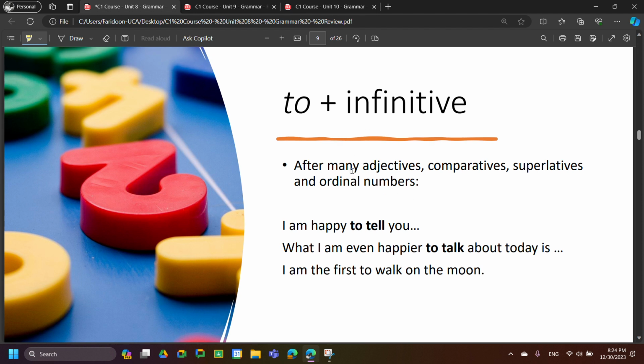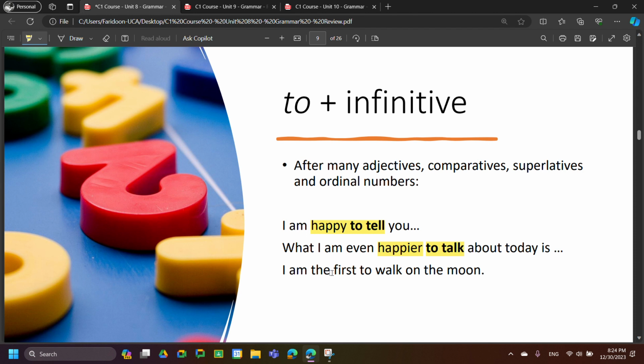To plus infinitive, guys, can be used after many adjectives, after many comparatives and superlatives, and also after ordinal numbers. Example, I'm happy to tell you. Happy to tell you. So happy is your adjective connected to the to plus infinitive. Another one is like, what I'm even happier to talk about today is this, and you can continue it, of course, but the point is, once again, you have a comparative degree connected to a to plus verb number 1.